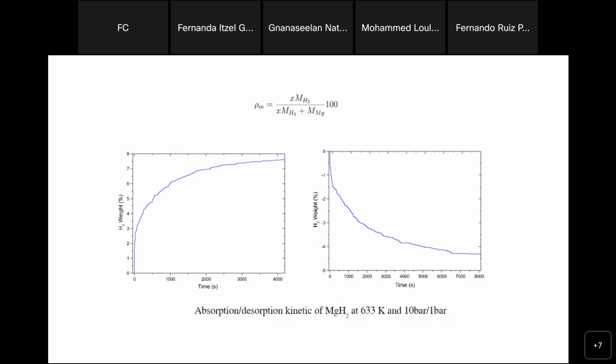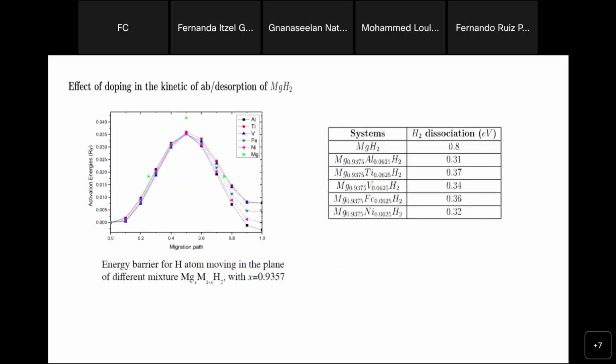I mentioned that for dehydrogenation of the system, we cannot completely empty the system of hydrogen, since it prefers to move into the system rather than leave the system. Please, next slide, please. Okay.